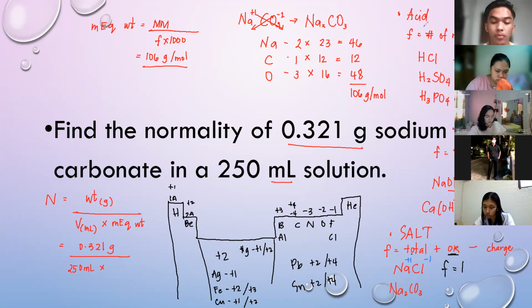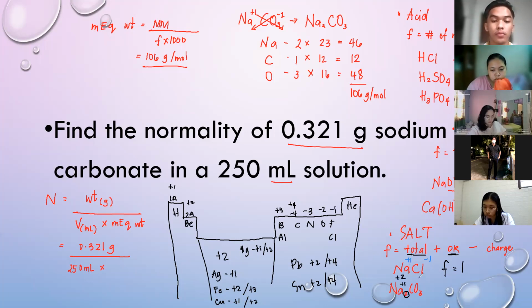Yung Na, positive 1 yan, di ba? Yung Na, positive 1. Pero take note na meron siyang subscript na 2. Ito yung sinasabing total. So, kung dalawang positive 1, it means lahat-lahat ng positive charge ni sodium carbonate is positive 2. Nakuha yon? Bakit positive 2?